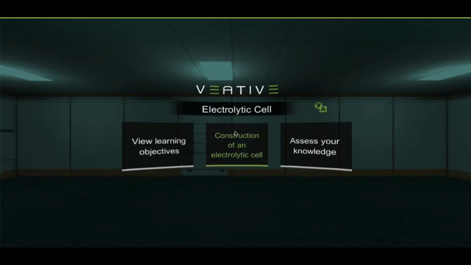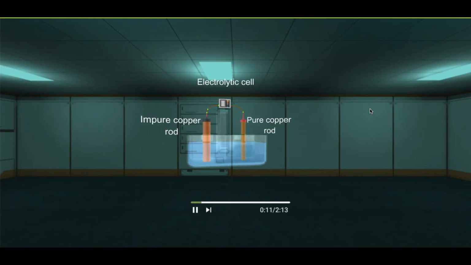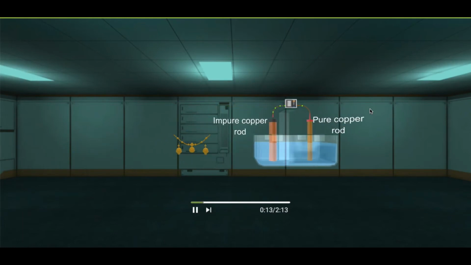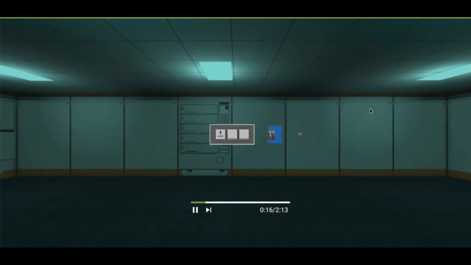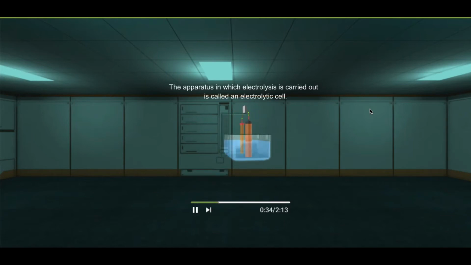Construction of an electrolytic cell. Do you know that electrolysis has various industrial applications, such as electrolytic refining of impure metals like copper, and the formation of artificial gold jewelry? Apart from this, it is also used in the charging of a rechargeable battery. Electrolysis is a process in which electrical energy is used to carry out a non-spontaneous chemical reaction. The apparatus in which electrolysis is carried out is called an electrolytic cell.